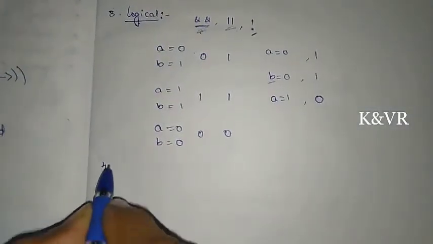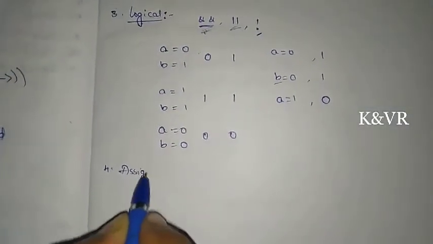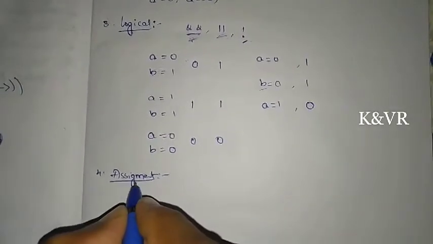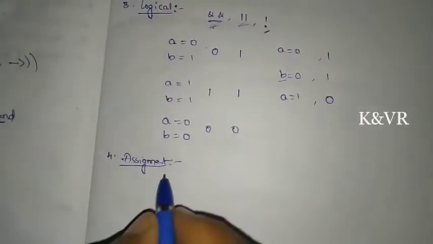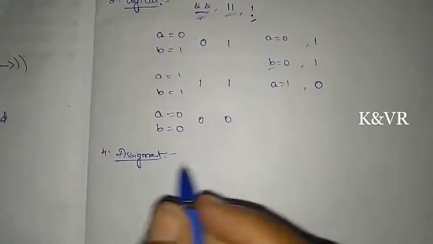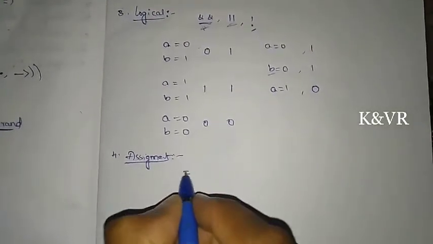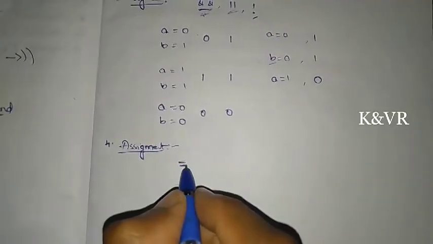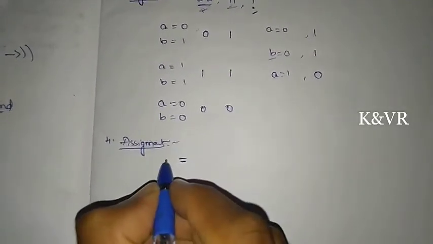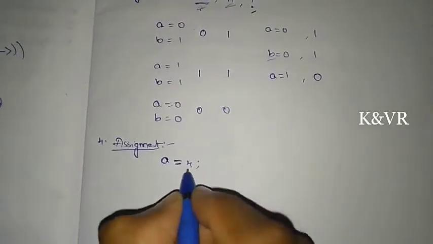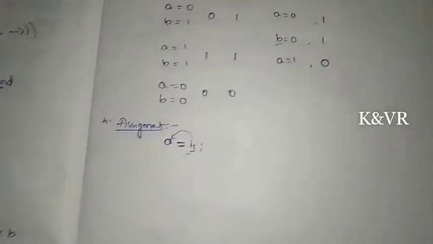Next we go to assignment operators. What is the meaning of assignment? Assignment is nothing but assigning some value. First of all, equal to. In C, we use equal to to assign some value to a variable. Suppose A is a variable. I am assigning value 4 to variable A. This is assigning a value.